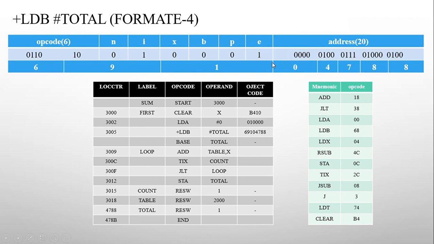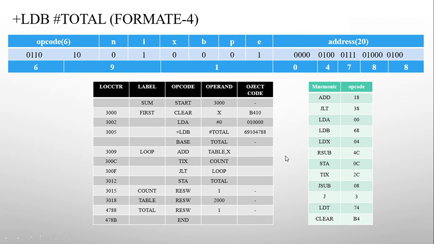Now we are grouping all the 4 bits together. Next we are getting an object code of 69104788. That is 69104788 as the object code for this instruction. Next, BASE does not contain any object code.